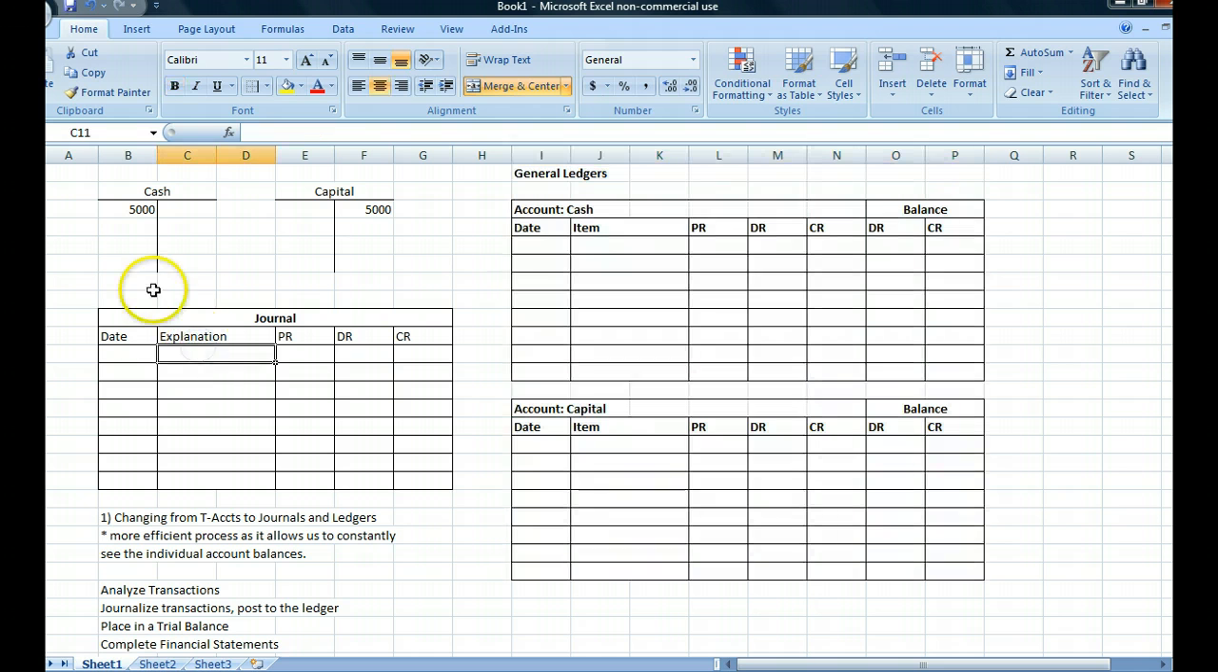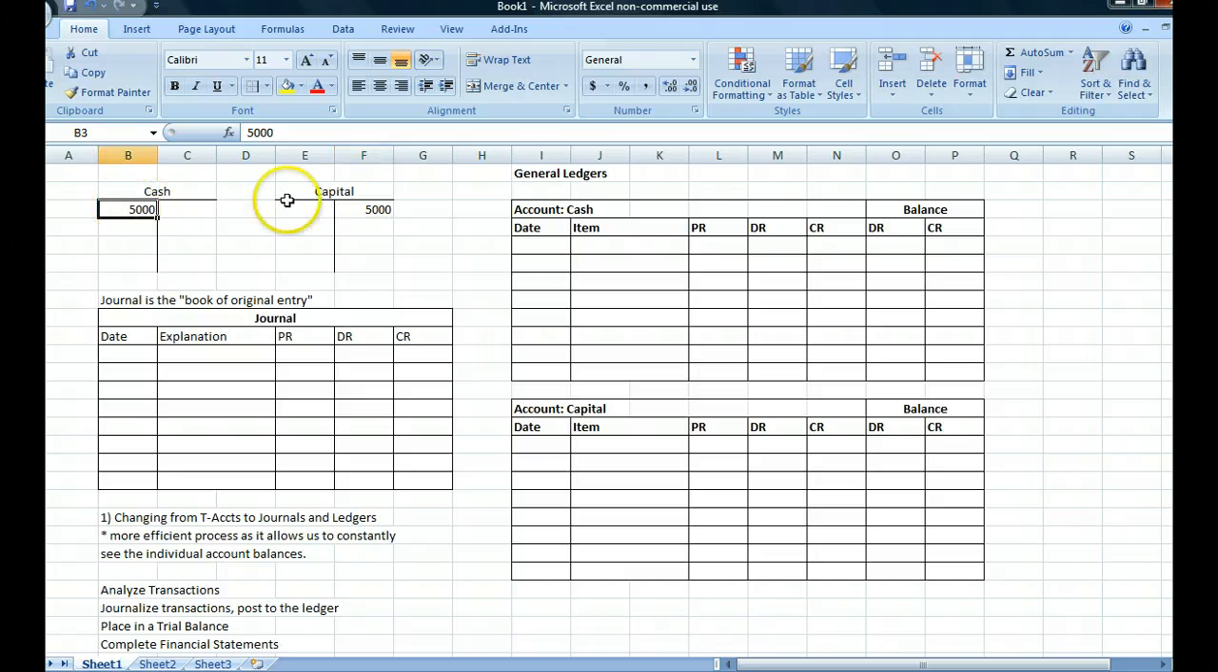A general journal is considered to be the book of original entry. And this is because it shows the transaction in its entirety, as opposed to having one T account in one piece of the paper and having to find the corresponding entry on another section of that paper. We're going to have the actual entry together in one spot. And this way we can easily see both sides of the transaction.